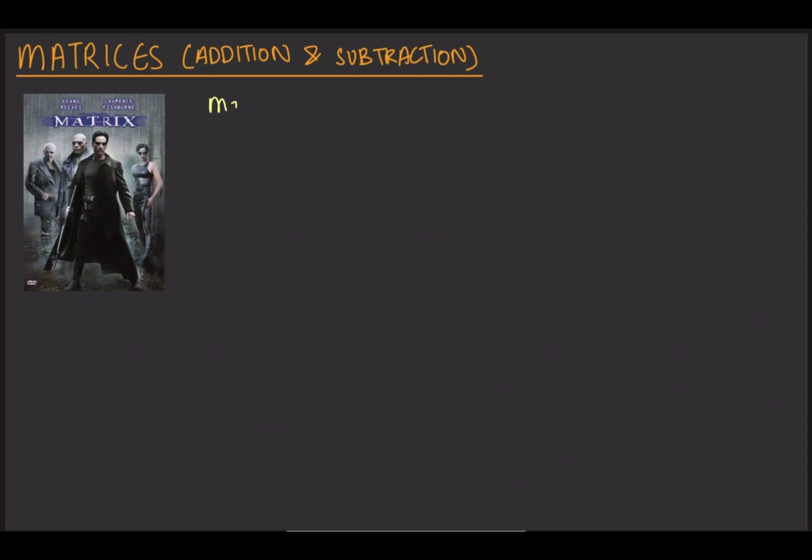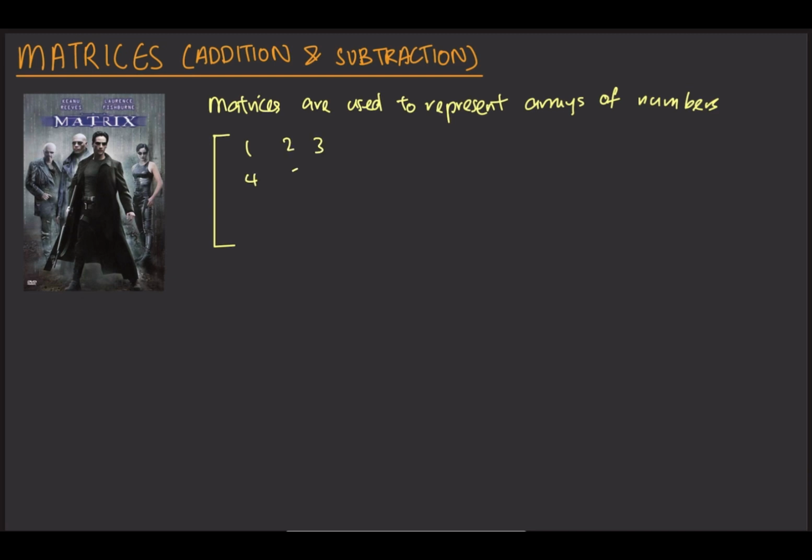Matrices are used to represent arrays of numbers. Let's say, for example, a matrix may look like this: 1, 2, 3, 4, 5, 6, 7, 8, 9. It's a way to store a number of numbers in a kind of box.